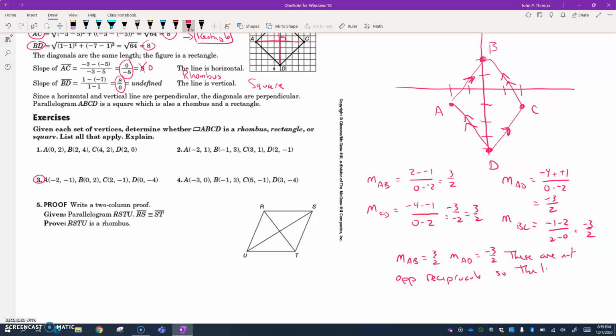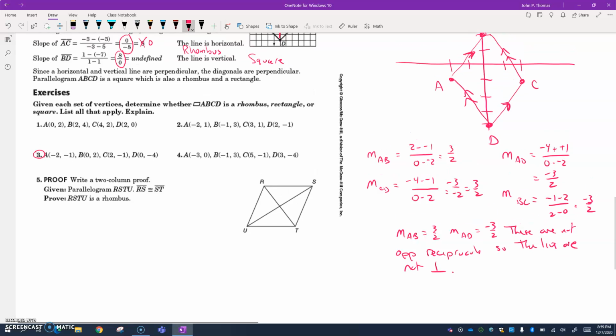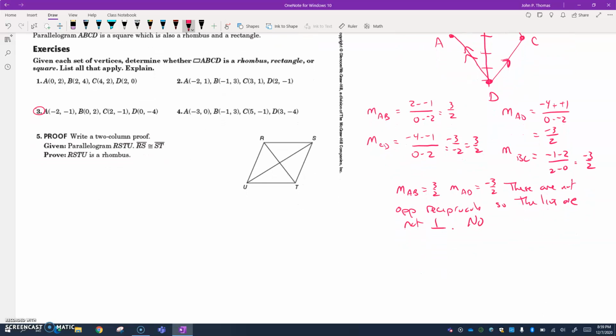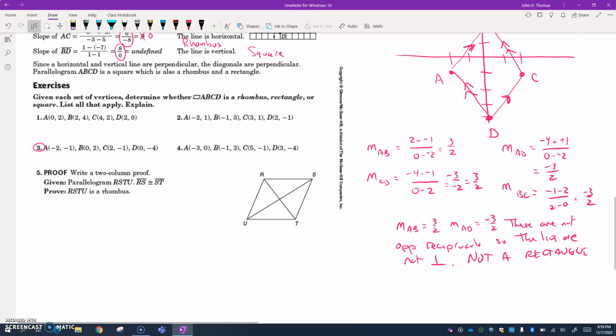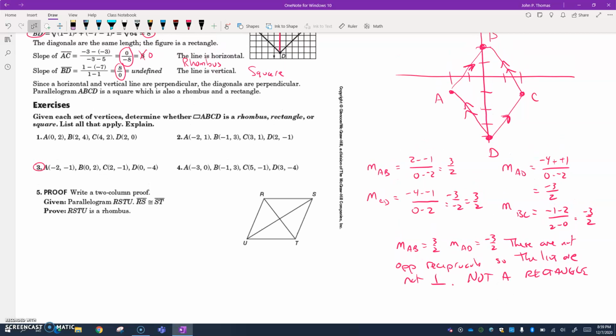So the lines are not perpendicular. All right, so it's not a rectangle. If the slopes would have been 3/2 and -2/3, then we'd be looking at a rectangle for this. The last thing I'm going to do is check two consecutive sides.